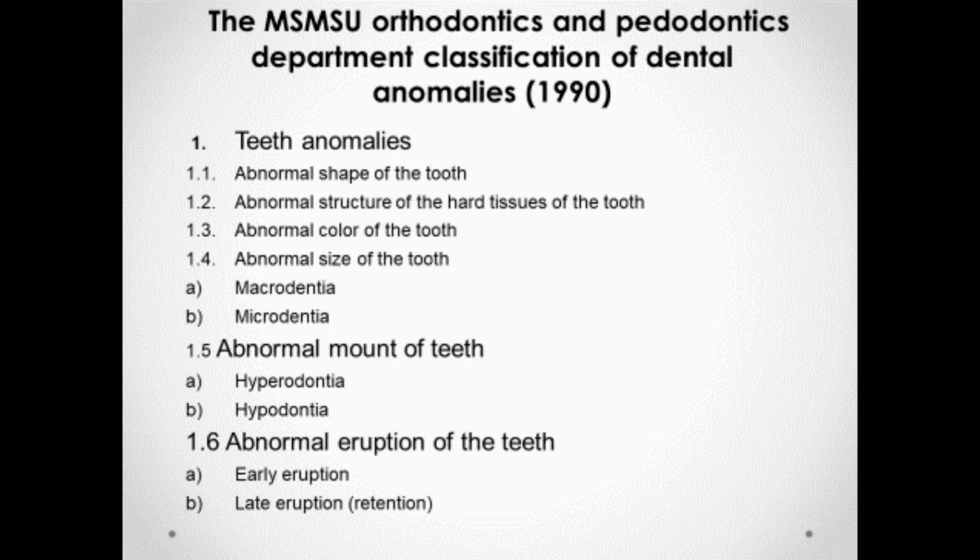The MSMSU Orthodontics Department classification of dental anomalies, teeth anomalies. Abnormal shape of the tooth. Abnormal structure of the hard tissues of the tooth. Abnormal color of the tooth. Abnormal size of the tooth: macrodentia, microdentia. Abnormal amount of teeth: hyperodontia, hypodontia. Abnormal eruption of the teeth: early eruption, late eruption, retention.